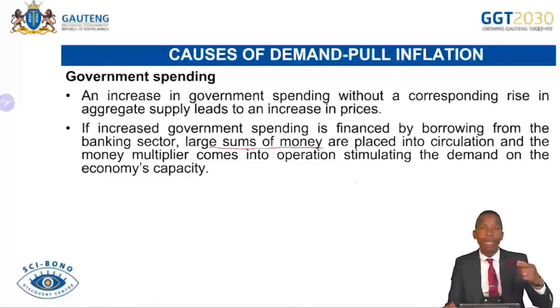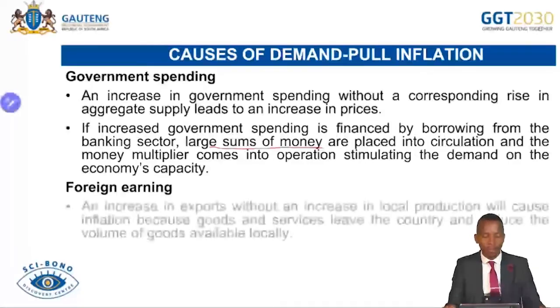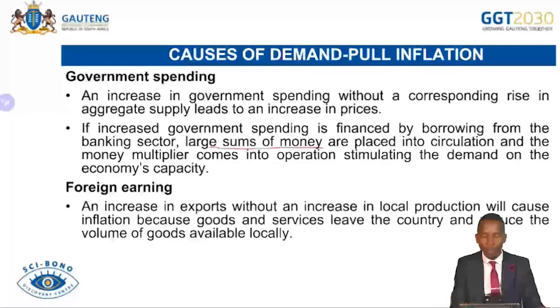So with the money multiplier occurring, that will lead to even further demand for goods and services, which will be a problem, because now as demand increases with supply not increasing, that can lead to increase or sustainable increase in prices in the economy. The foreign earnings. An increase in exports without increase in local production will cause inflation, because goods and services leave the country and reduce the volume of goods available locally.